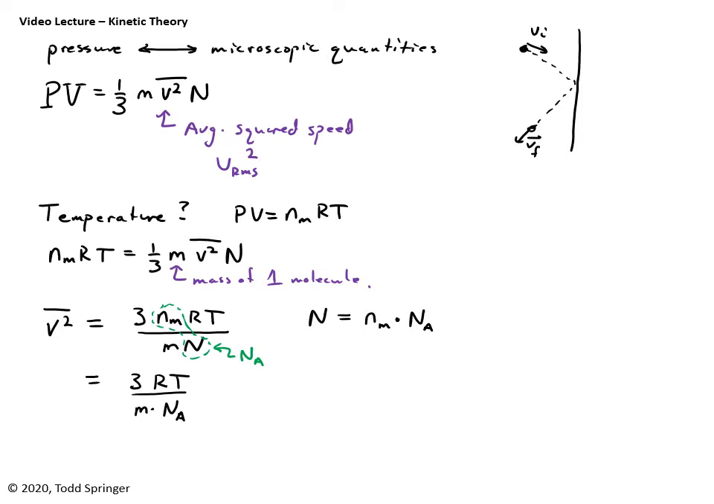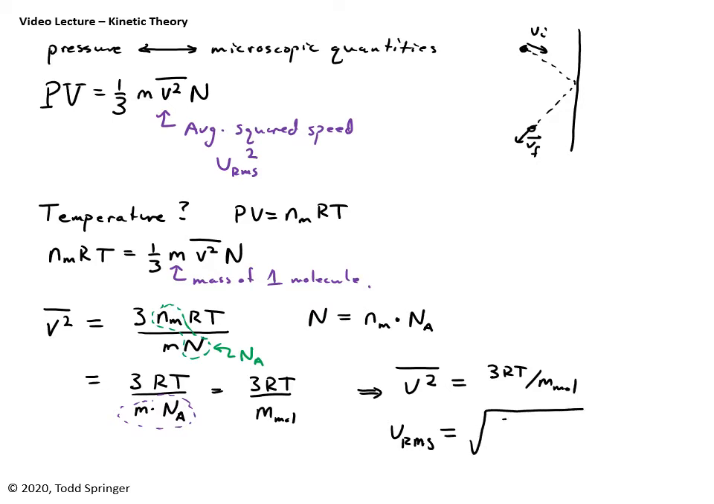And then, next thing, what is m times Na? So m is the mass of one molecule. Na is Avogadro's number. So if I take the mass of one molecule times Avogadro's number, that's the mass of one mole, right? So this is 3RT over the molar mass of the gas, mass of 1 mole. And so I'm able to get this formula here. V squared is 3RT over the molar mass. And you might see it written like this, v_rms. Let's take the square root, 3RT divided by the molar mass.